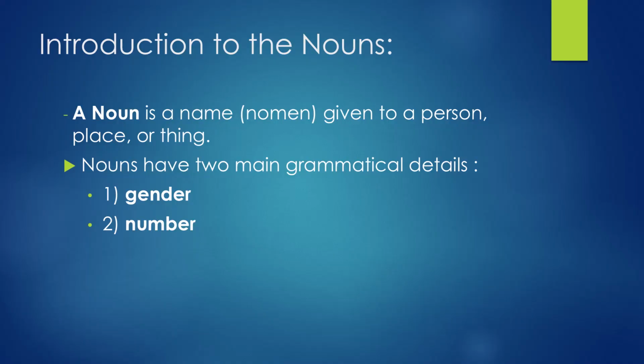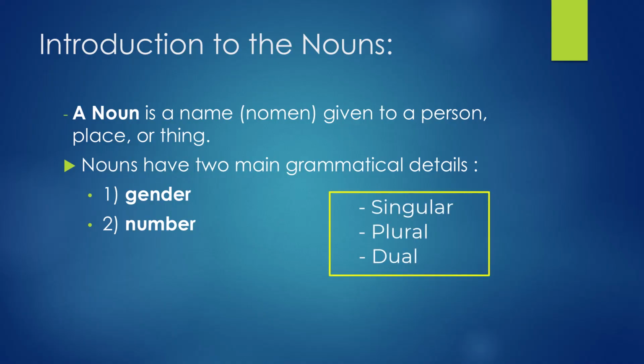So nouns have gender and number. Number is simply the property that indicates whether we're talking about one object or more than one object. If we're talking about one object, the number is singular. If we're talking about more than one object, the number is plural. Plural refers to more than one object.